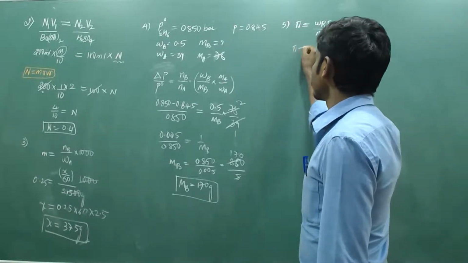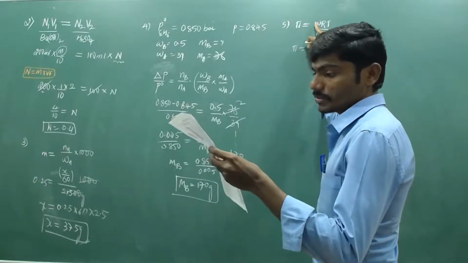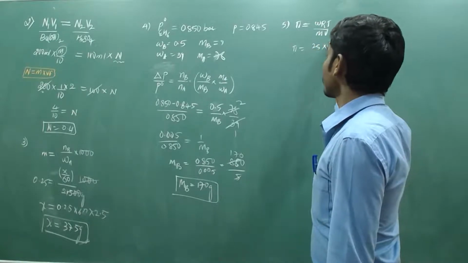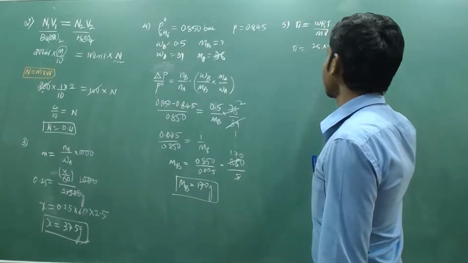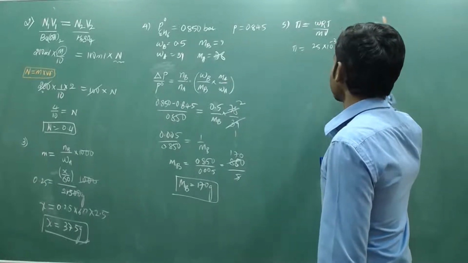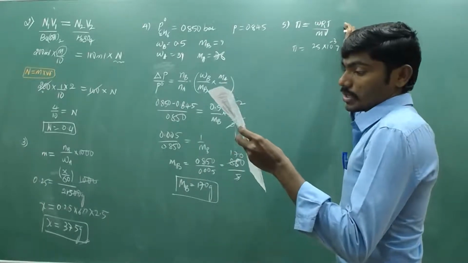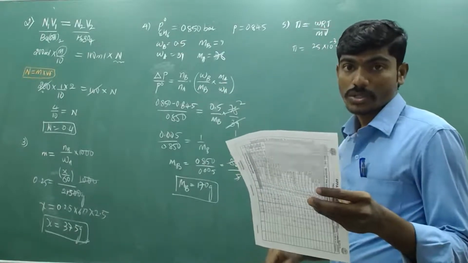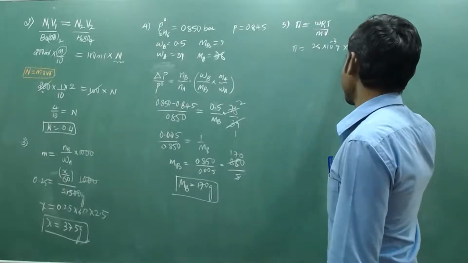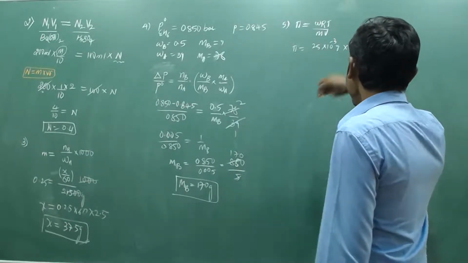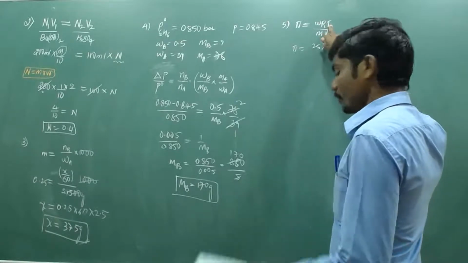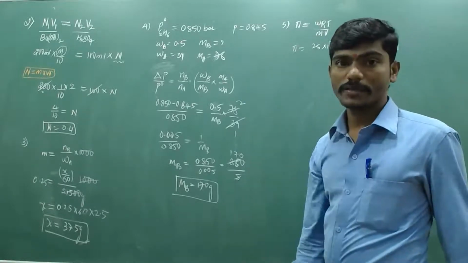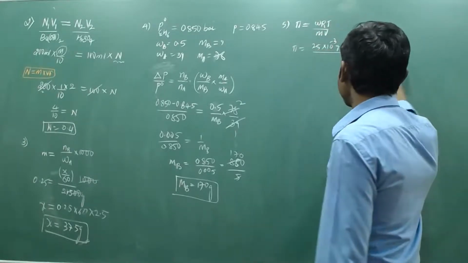So pi is equal to W, weight of solute. How much is it given? 25 milligram. R value, look at the options. In options, they have given atmosphere. So therefore, R value is 0.0821. Temperature 25 degree, that is 298. Molar mass.